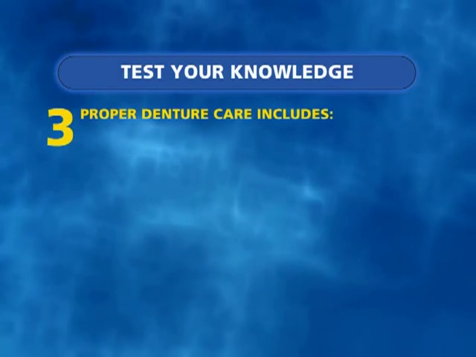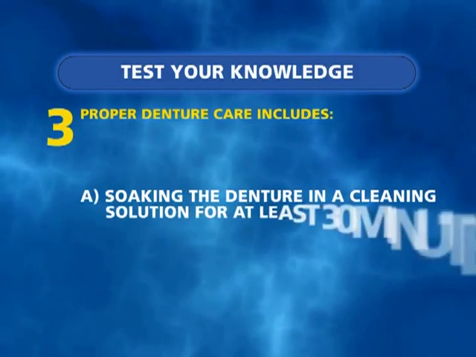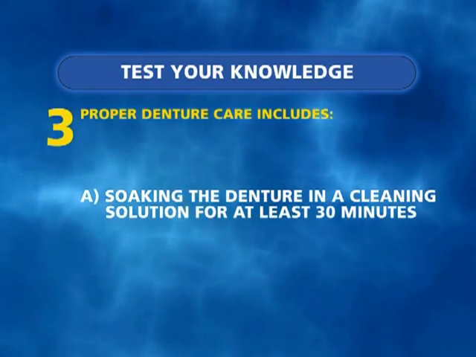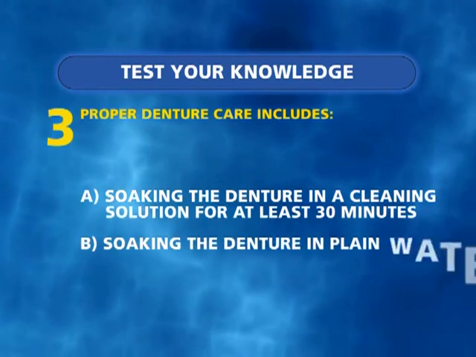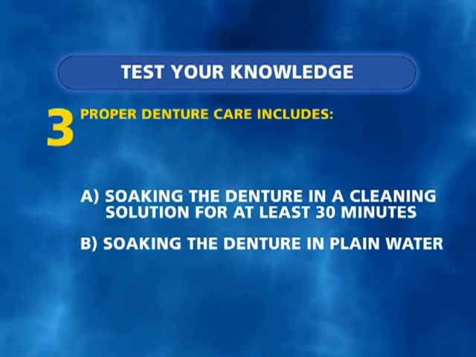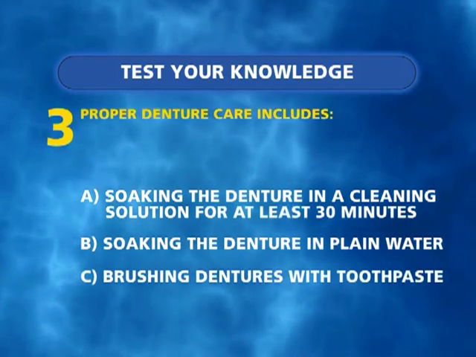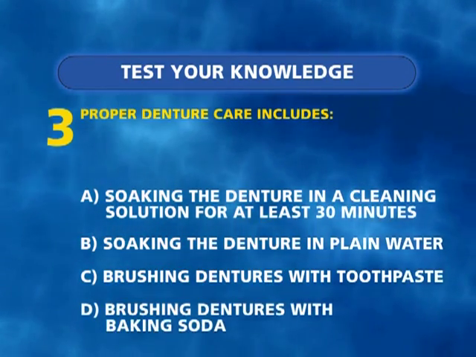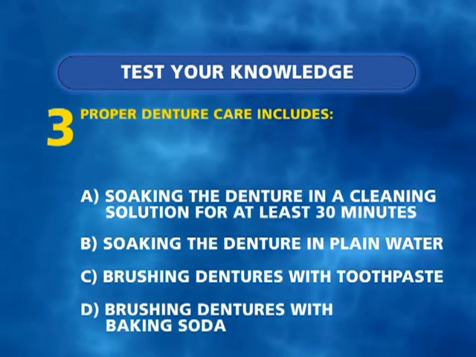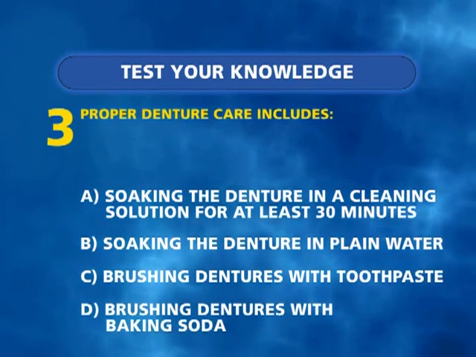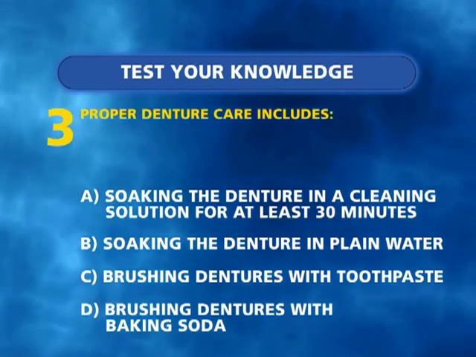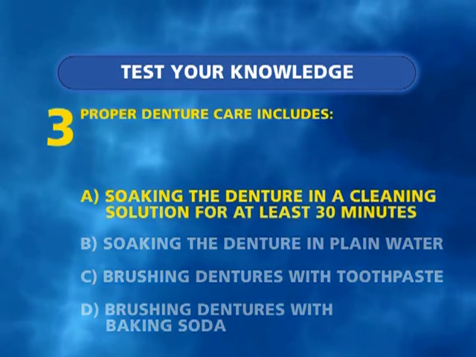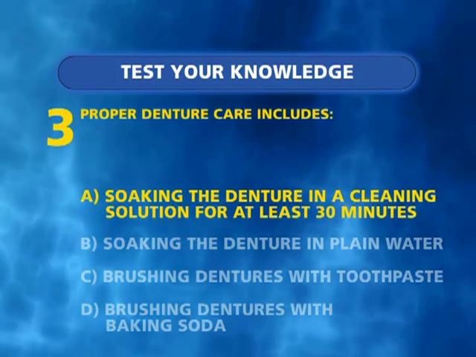Proper denture care includes A. Soaking the denture in cleaning solution for at least 30 minutes, B. Soaking the denture in plain water, C. Brushing dentures with toothpaste, or D. Brushing dentures with baking soda. The answer is A. Soaking the denture in a cleaning solution for at least 30 minutes.